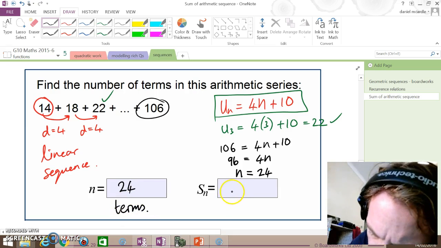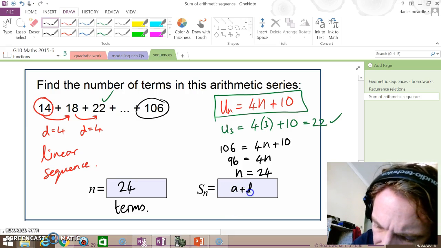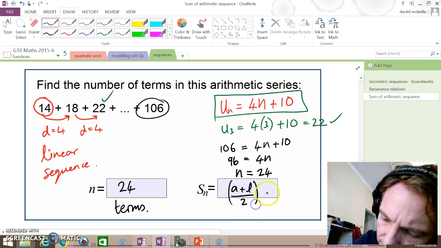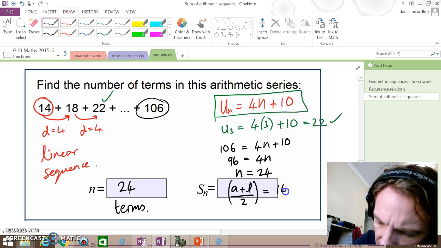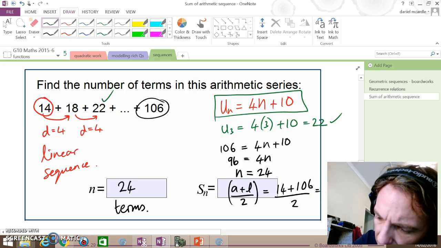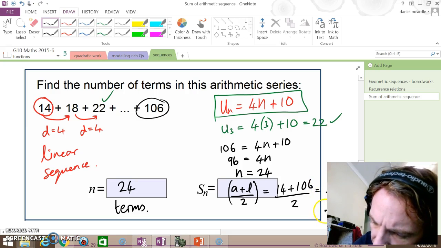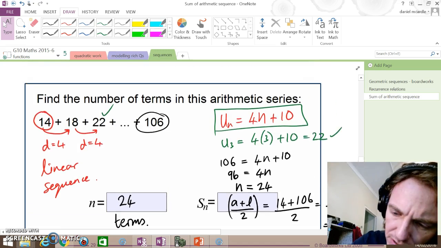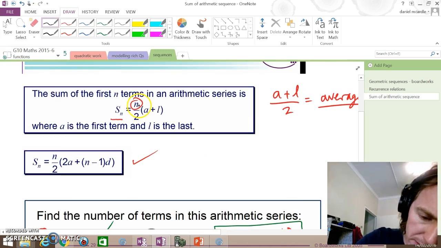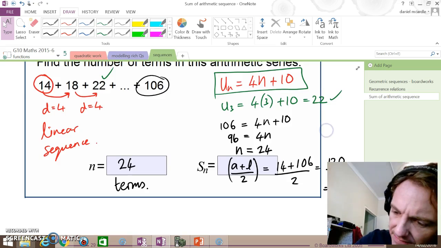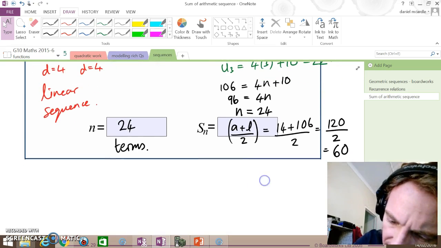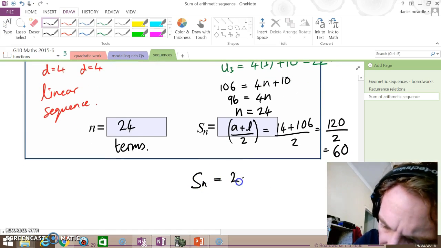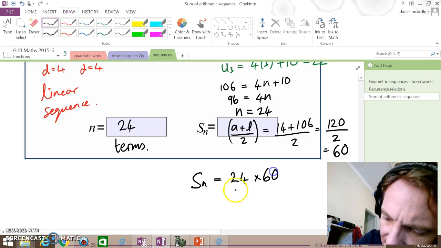Now Sn is the first plus the last divided by 2, which in this case is 14 plus 106 divided by 2, 120 divided by 2, that's 60. Now don't forget, we also need to, we forgot, multiply that by n. So we've actually got Sn equals 24 times 60.